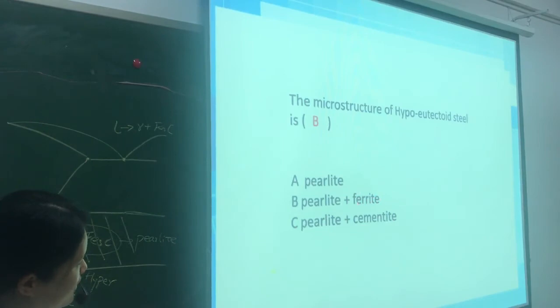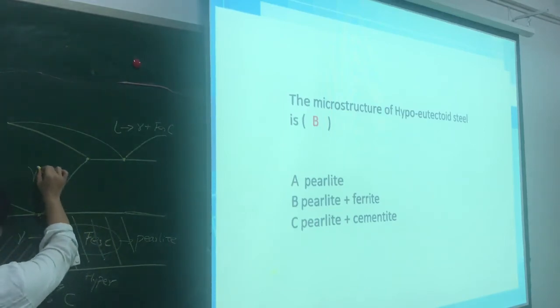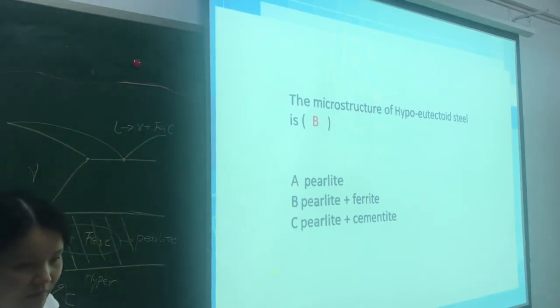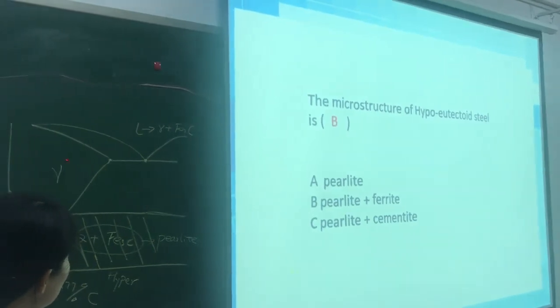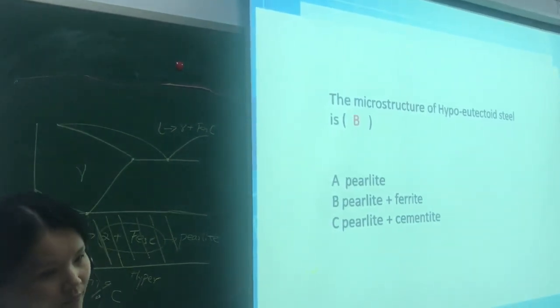Ferrite is BCC structure, and austenite is FCC structure. So the deformation is very easy with this structure. So when forging the steel, we always heat the steel in this area.